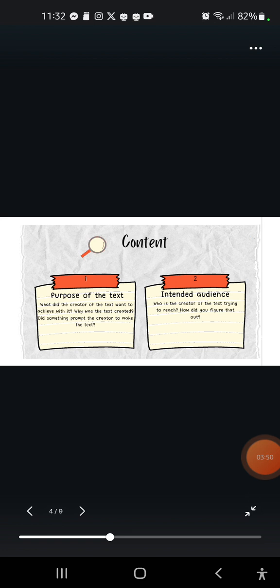Sometimes the texts themselves answer these questions. Other times, we get that through clues, like the language the creator used, the platforms the creator chose to spread their text, and so on. So make sure to include in your essay what features of the text led you to your answer. And then we have the second one, the intended audience.